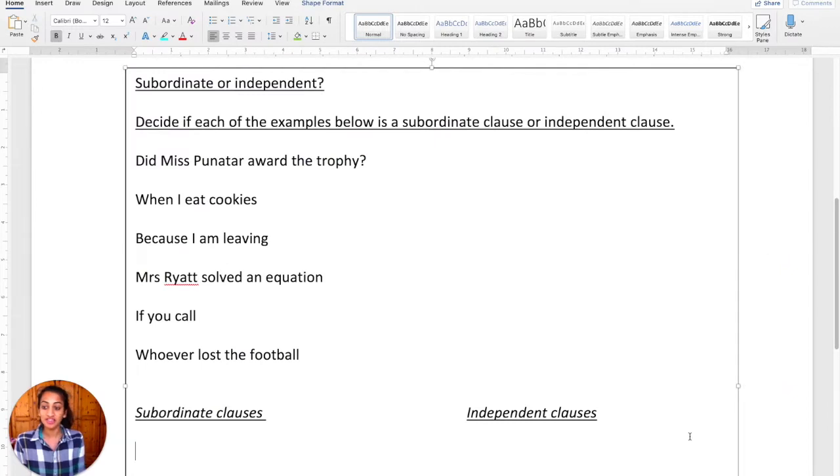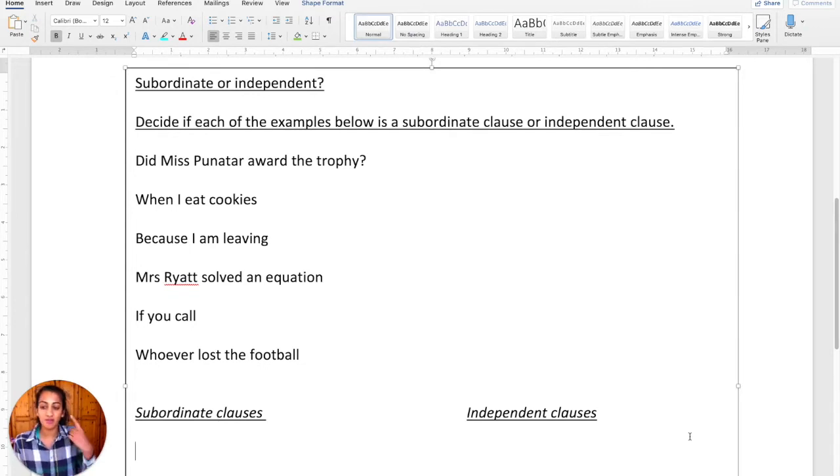Okay, hopefully you now understand the difference between a subordinate or independent clause. I'm going to talk you through the first example of this exercise to help you so you know how to do it, and then you need to make sure you do it on your own piece of paper. You can do this one with me if you like. It says subordinate or independent. Decide if each of the examples below is a subordinate clause or independent clause.